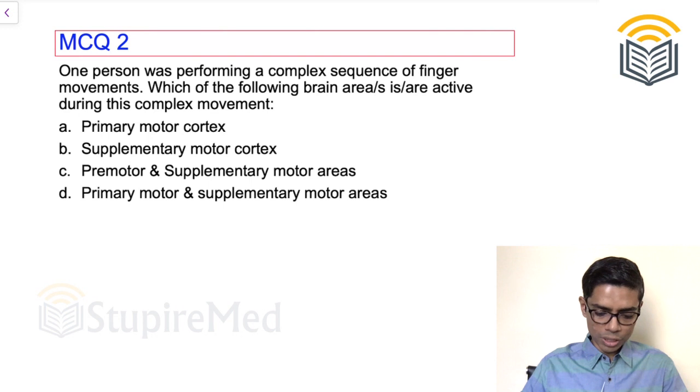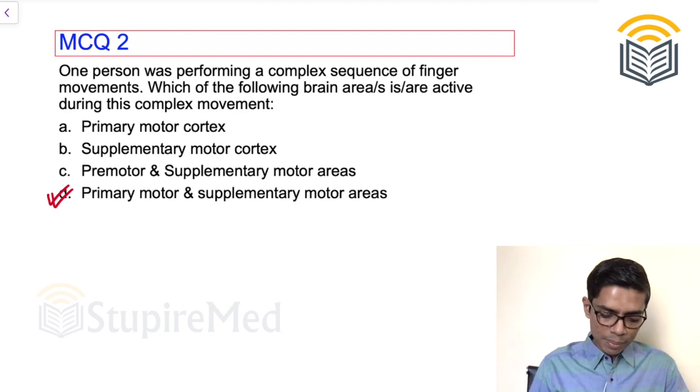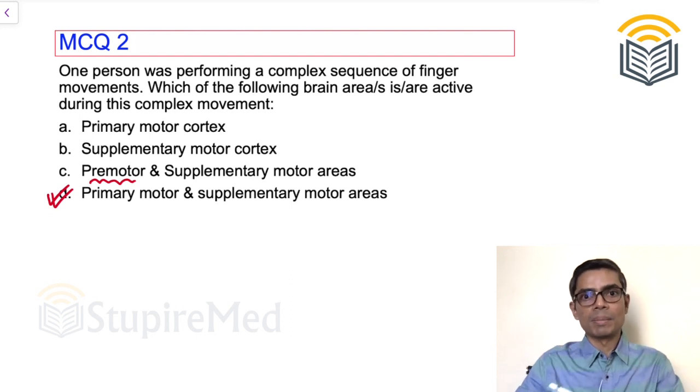So in this question, my answer will be primary motor area as well as supplementary motor area. Now what about the premotor area? The premotor area is responsible for setting the posture before the onset of movement. Suppose you want to move your arm like this, you have to set your shoulder in a fixed position. The setting of posture before the actual onset of movement is done by the premotor cortex. Okay, so this is all about this question.